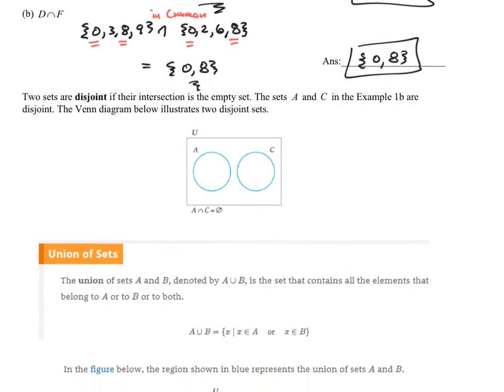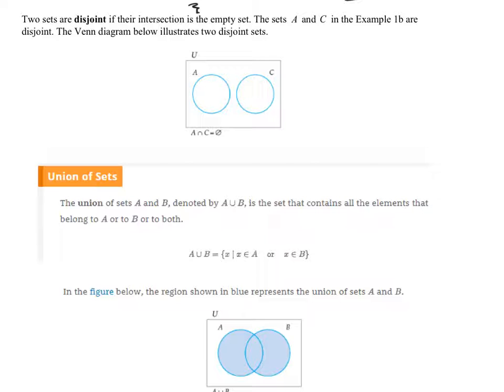So the first operation we learned was intersection. Intersection is what do they have in common. The second operation we're going to learn is called the union. The union of two sets, let me get my highlighter. The union of two sets, A union B, is the set that contains all of the elements. So the key word there to me is all of the elements. So this is what I like to think of.